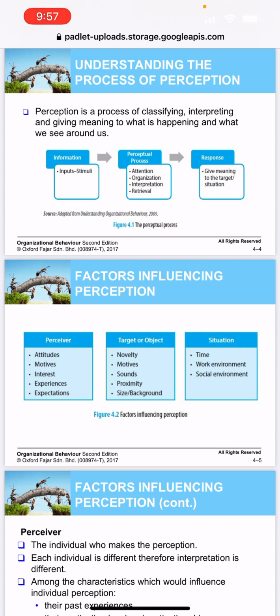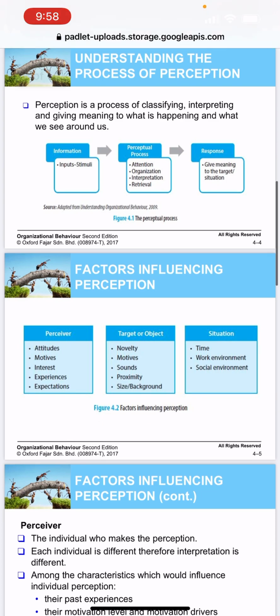A perceiver is the individual who forms the perception in question. Each individual is unique in terms of characteristics. This leads to different interpretations and meanings when different individuals see and encounter the same thing. Target or object are other characteristics that affect perception, including motion, sound, background, proximity, as well as the similarity of the targets. While the situation would be the context in which we see the target, object or experience the event.